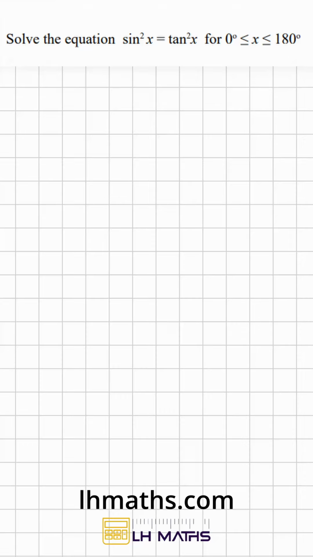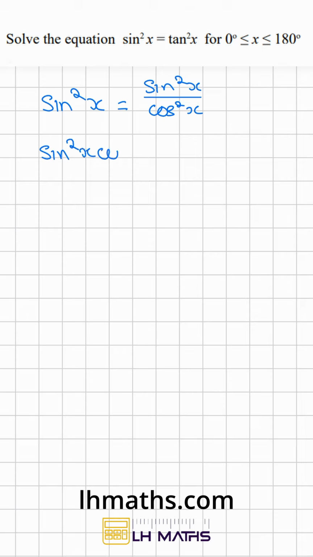So for this question, we need to solve sin²x is equal to tan²x, where x is between 0 and 180 degrees. Well, first things first, what do we know? We know that tan²x is the same as sin²x over cosine²x, okay?